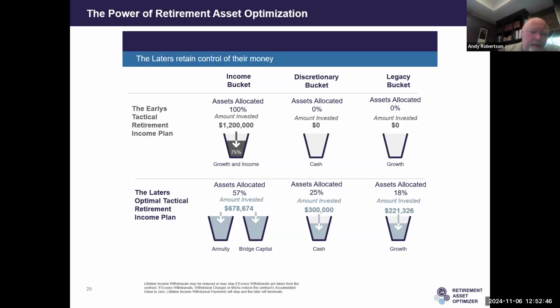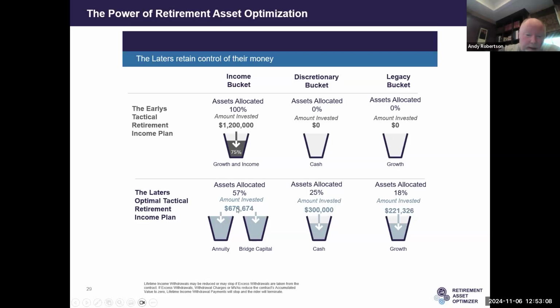Let's look at it tactically. Let's look at it the way a client might look at it. Under the earlies plan, you have to commit all $1.2 million to the income bucket. That's 100% of what you've accumulated, and it's still only 75% of what good, credible science says we need. There's nothing left for any discretionary needs. There's nothing left for legacy.